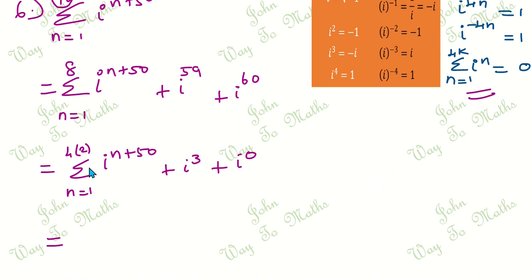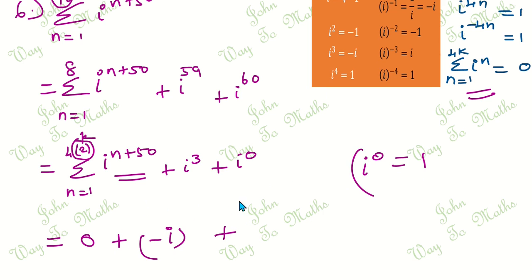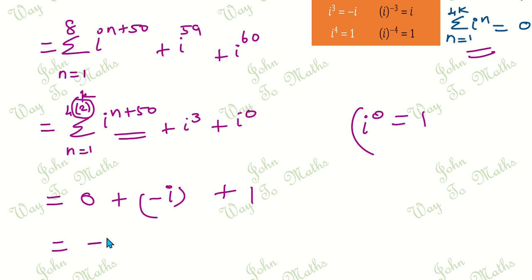So in the next step we can use these conditions. Which is equal to summation, some term i power something, n varies from 1 to 2 times, this 2 we can choose as k. So 4 times k. So i power n varies from 1 to 4k, that value becomes 0. Plus i power 3, whose value we know well, minus i. Then i power 0, anything power 0 is equal to 1. So we can apply this. So now answer becomes minus i plus 1. So which is equal to 1 minus i is the answer.